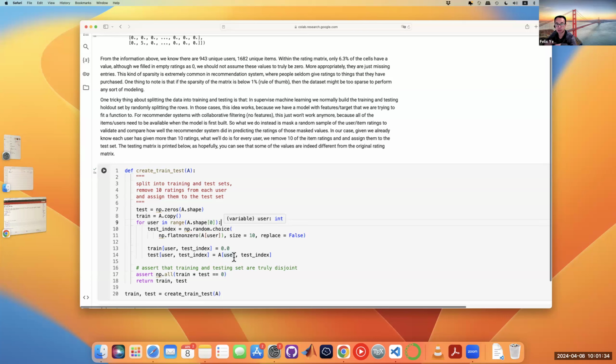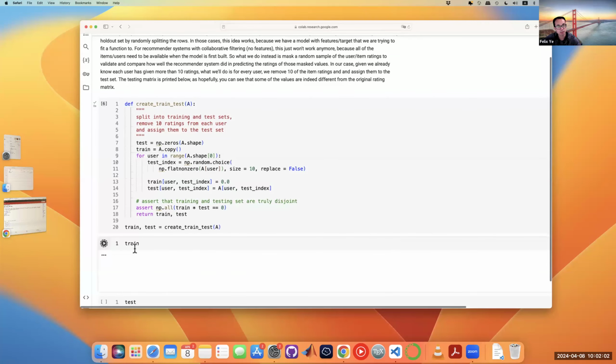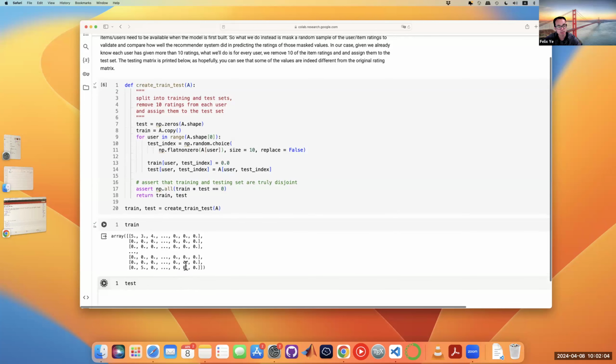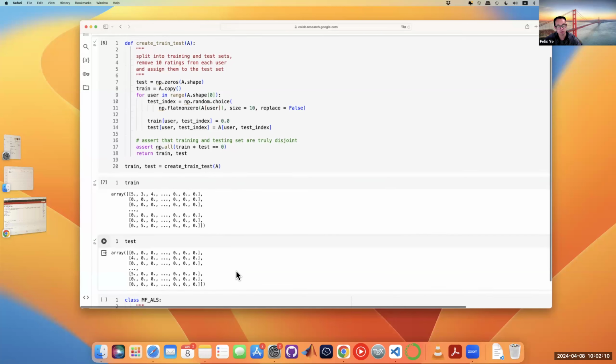So they don't actually intersect at all. And you can check whether the training and testing sets are truly disjoint, right? If it is truly disjoint, that means if in testing it is non-zero, in training it has to be 0. This is the key of the train-test split. All right, so we have created this. You can see this is my training, this is my testing, right?